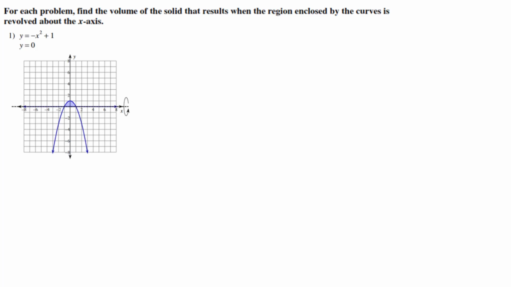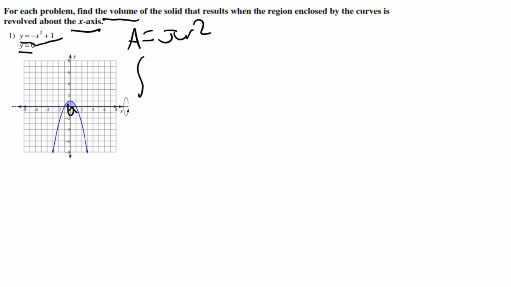This problem asks, for each problem, find the volume of the solid that results when the region enclosed by the curve is revolved about the x-axis. We have the two equations, y equals negative x squared plus 1 and y equals 0. So basically what we're doing is we're revolving this function around the x-axis. That means we're going to have multiple areas of pi r squared, because this will just form a bunch of circles.